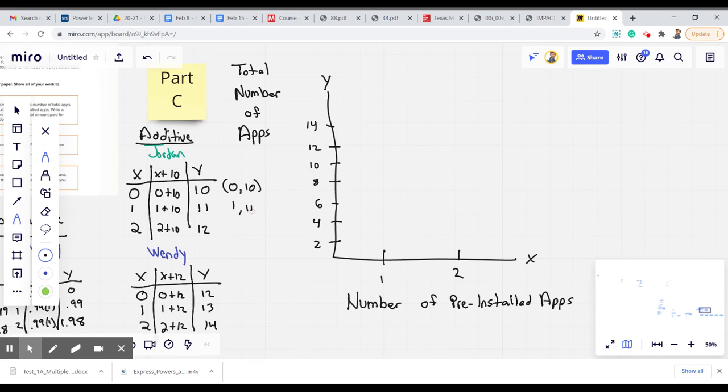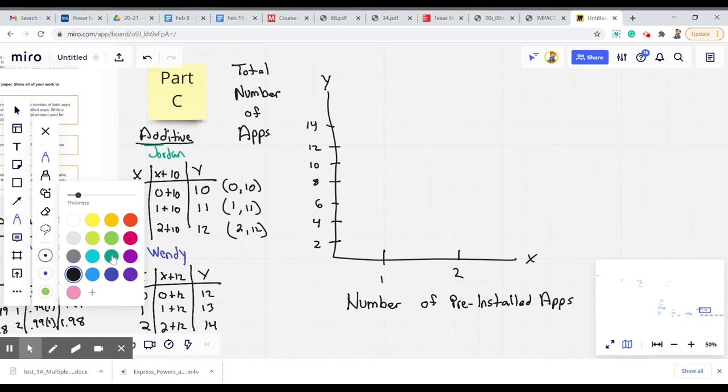(1, 11) would be the second, and (2, 12). Okay, let's go ahead and graph these. We'll use green for Jordan, and we're going to make our line a little bit bigger because we like to make big dots. So (0, 10): my run is 0, but my jump is 10. So I'm not going to run on my x, but I'm going to jump up.